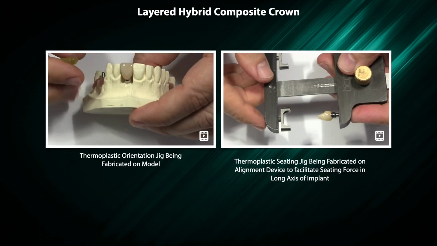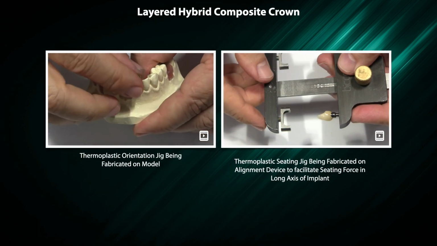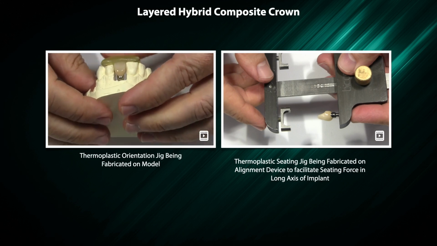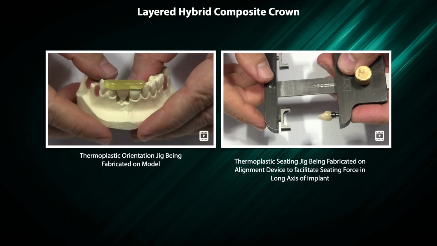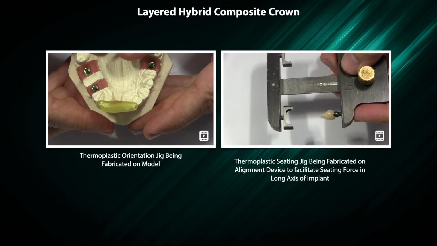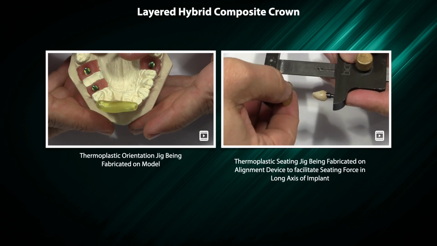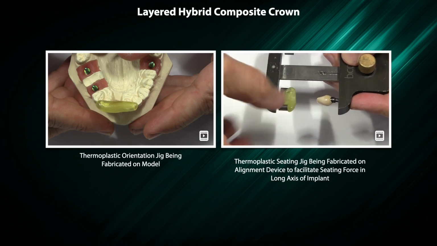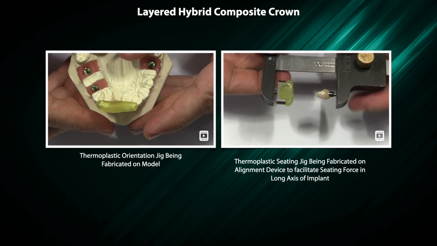Thermoplastic orientation jig being fabricated on model. Thermoplastic seating jig being fabricated on alignment device to facilitate seating force in long axis of implant.